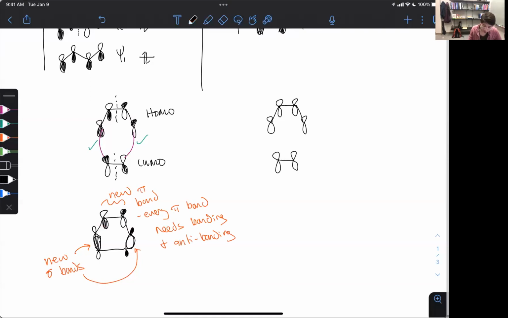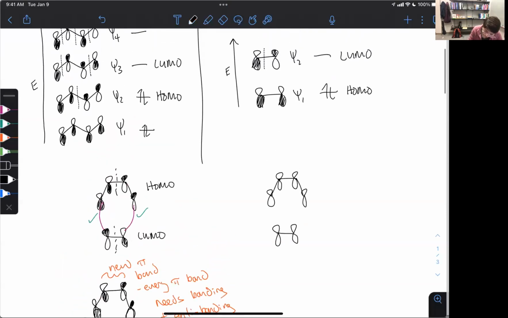Okay, so if we just look at the other option where we took the LUMO of our diene and the HOMO of our dienophile. So let's go ahead and we're going to grab Psi3 for this one.